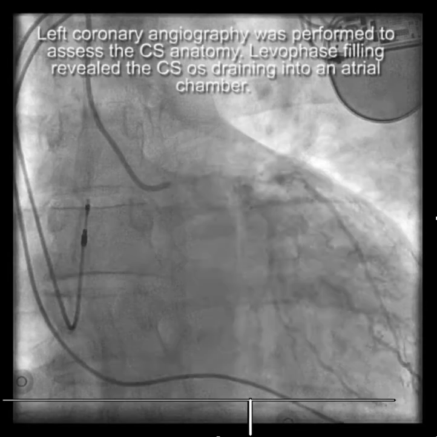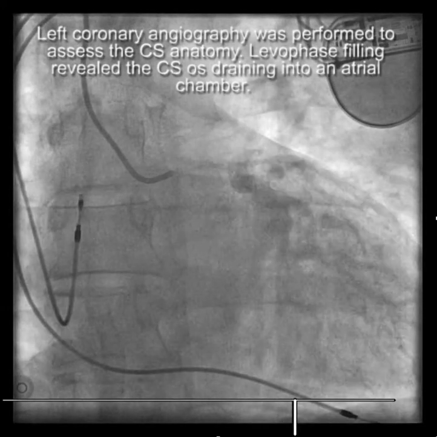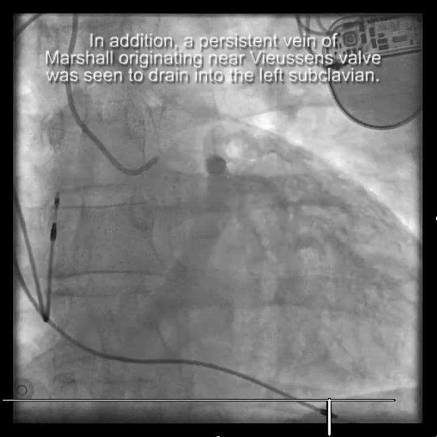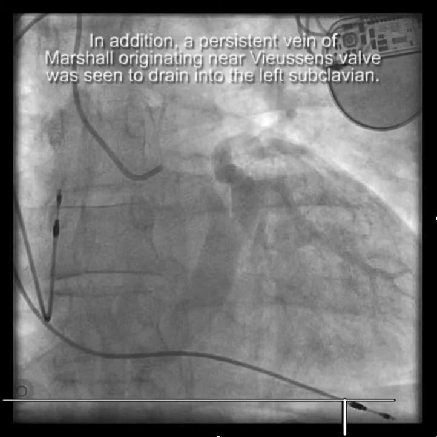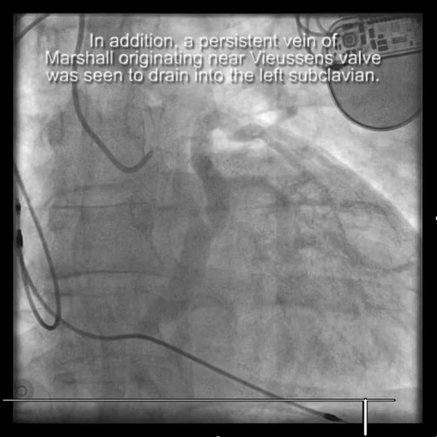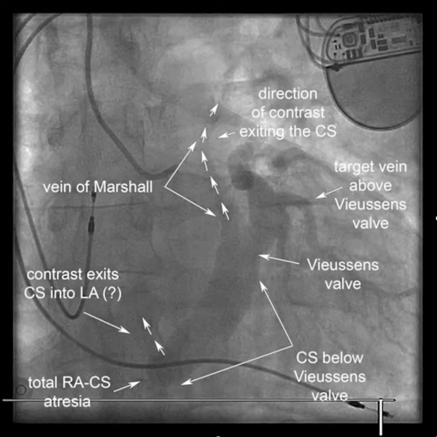They started off with coronary angiography to visualize the CS on levophase, and you can see here's the coronary sinus, and you can see that the coronary sinus is emptying into an atrial chamber. We have this structure here, which turns out to be a persistent vein of Marshall, and then we have the area of the Thebesian valve, and then above that, branches coming off, and a branch coming off down here.